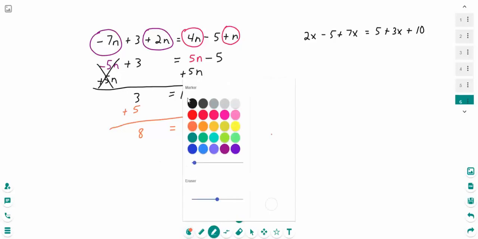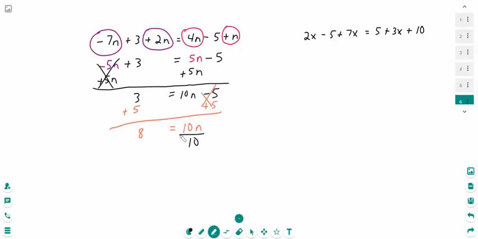And then we have to divide. Divide this side by 10. Divide this side by 10. And we have n is equal to 8/10, but that could be reduced. So let's definitely do that. Reduced to 4/5, right? So my answer is 4/5. All right, let's try the next one here.